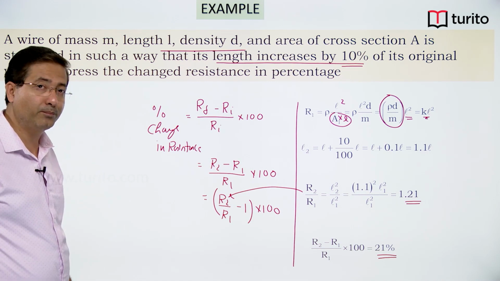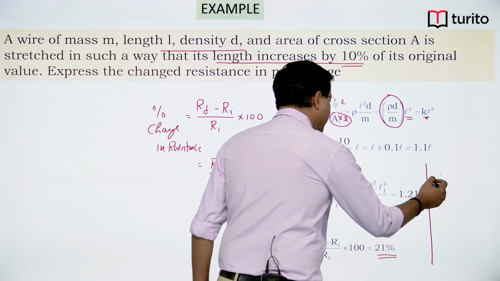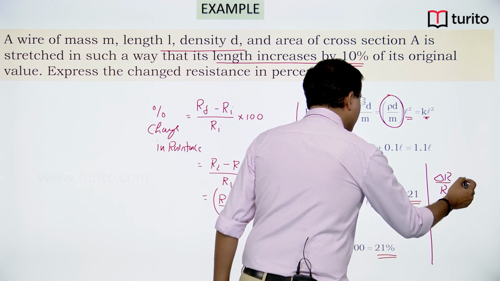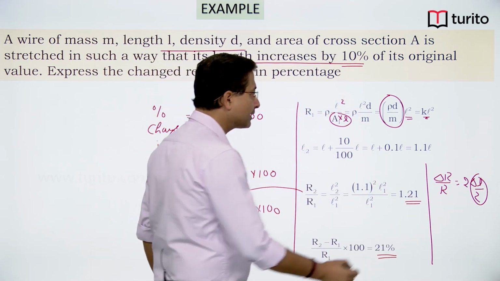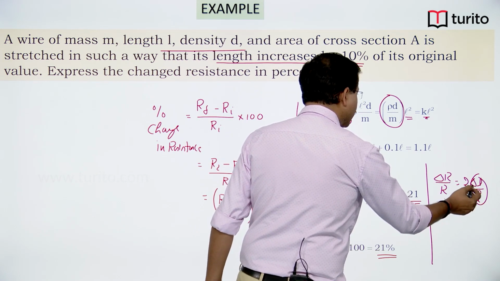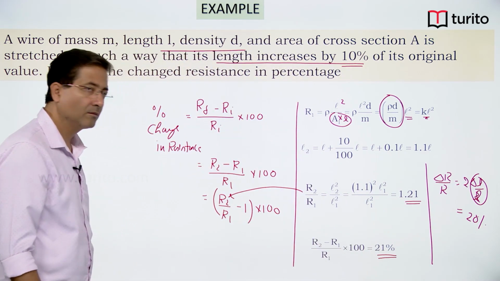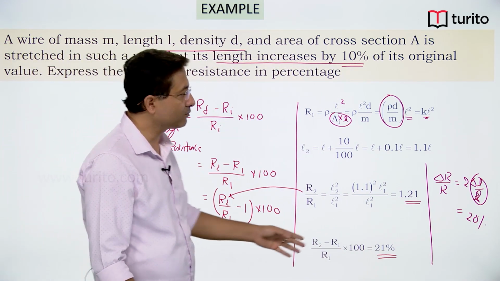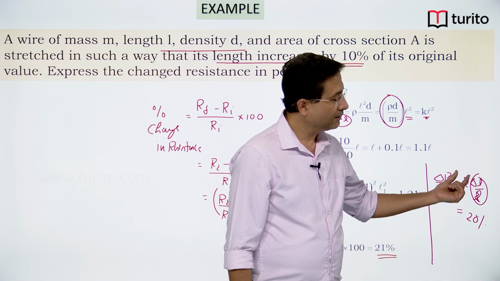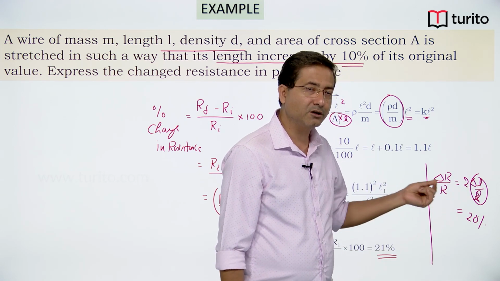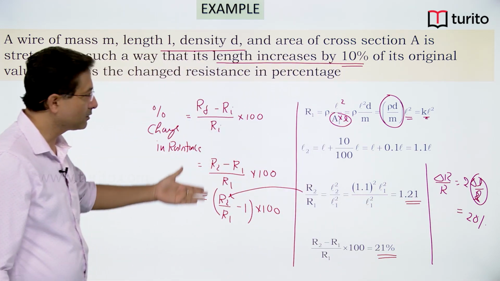According to the previous slide, delta R by R is equal to 2 times delta L by L. So if we apply this formula, then delta L by L is 10% into 2, this is coming 20%, right. But actually what we are getting? We are getting 21%. So as I already told you, this is applicable only when the change is very small, 1%, 2%, 3%, for that you can use this. But if change is large, then we have to follow this procedure.